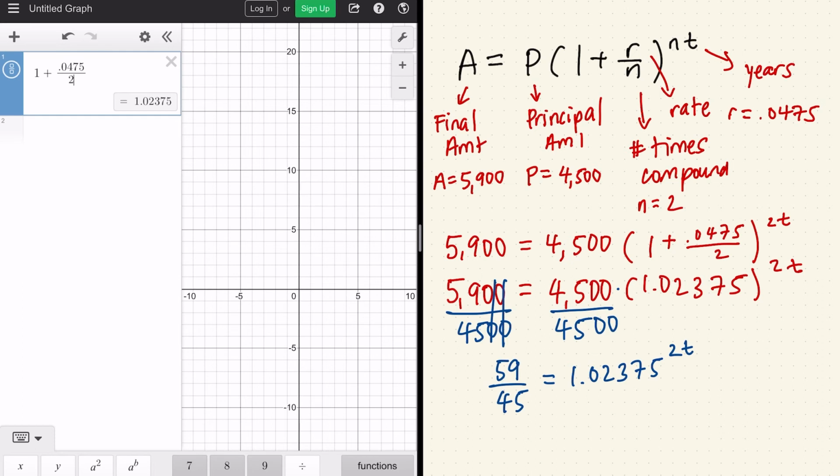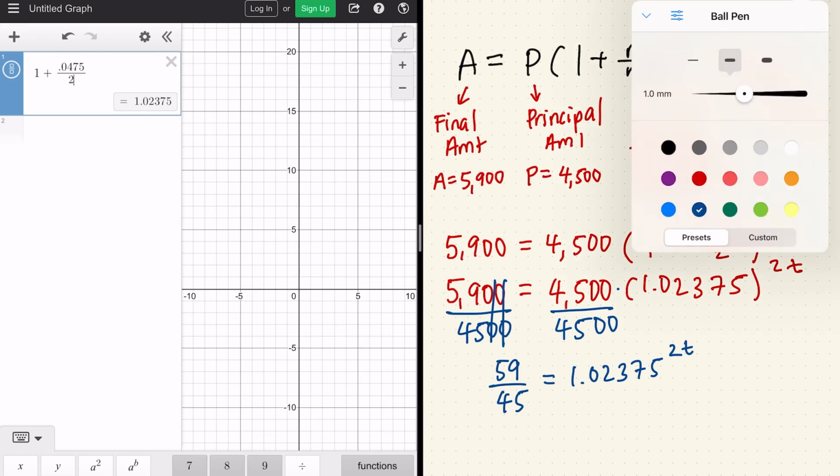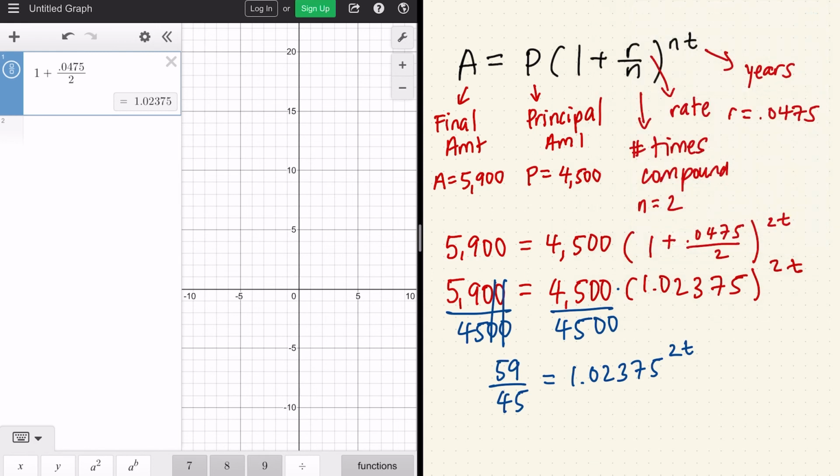So we have this. So now what we need to do is rewrite this. It's in exponential form, so you need to rewrite it in log form. Or what you could also possibly do is to take the log of both sides. Depending on how you want to do it, but we can rewrite it as a log. So we rewrite as a log, it'll be log base 1.02375 of 59 over 45 is equal to 2t.